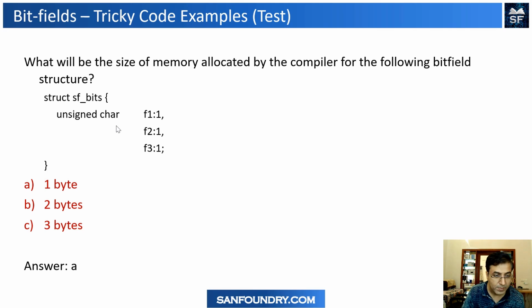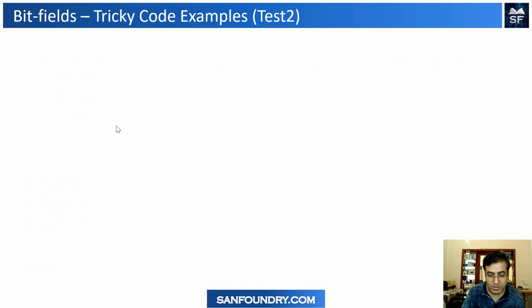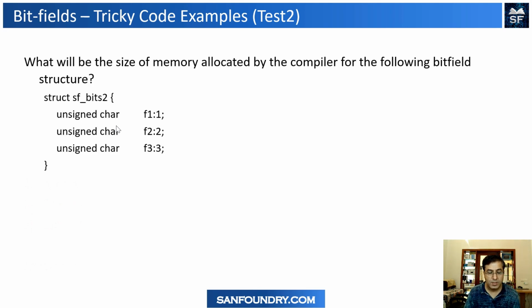It's an unsigned character. Let's take the next one, test2. What will be the size of memory allocated by the compiler for the following bit field structure? Again, I have 3 different unsigned characters here, each terminated by a semicolon. F1 requires 1 bit, F2 requires 2 bits, and F3 requires 3 bits, but they are separate declarations inside this structure. So what should be the memory allocation? 1 byte, 2 bytes, or 3 bytes?